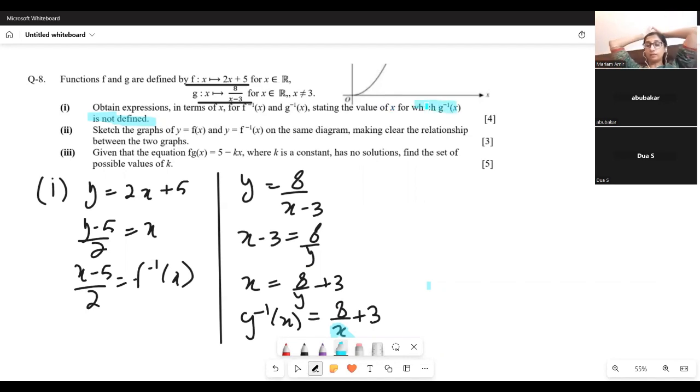Zero. Yes, x cannot be 0. If x becomes 0, then you get a math error in your calculator. So x cannot be 0. Part 2.